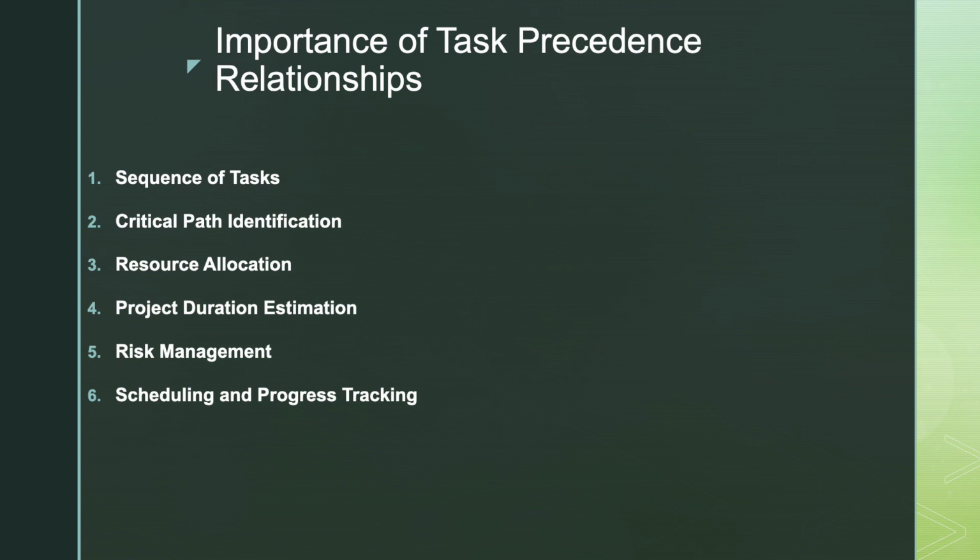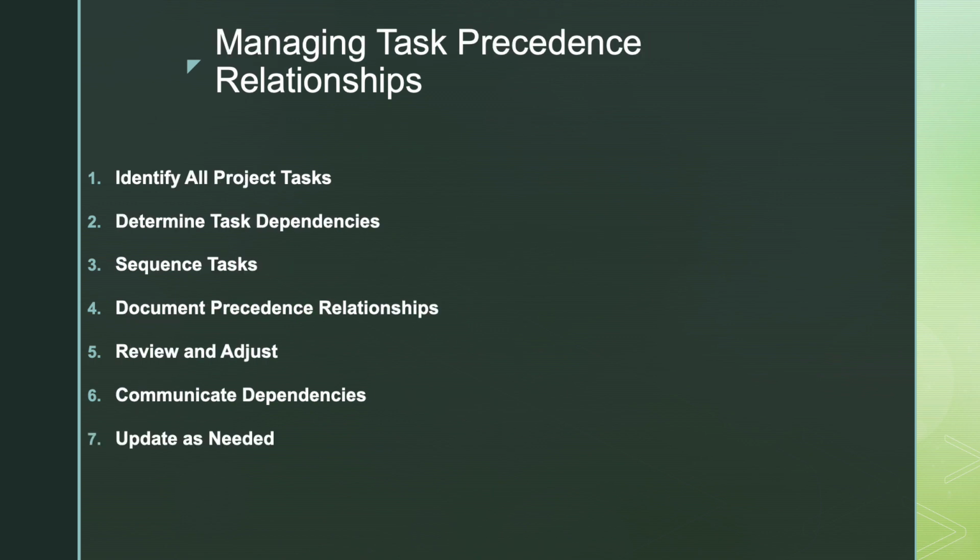Task precedence relationships are crucial to effective project planning, resource allocation, risk management, and progress tracking. They provide a clear framework for organizing and executing project tasks, ultimately leading to successful completion of the project. So how do we manage these? Well, managing task precedence relationships involves several key steps to ensure the tasks are completed in the correct sequence and the project stays on track. Here's how to manage task precedence relationships effectively.